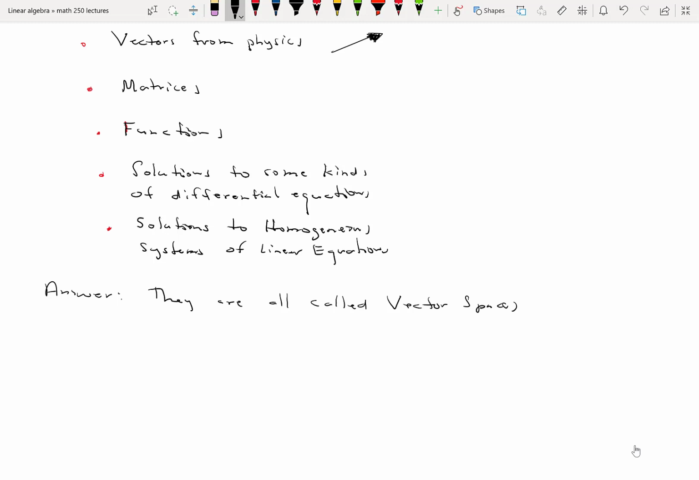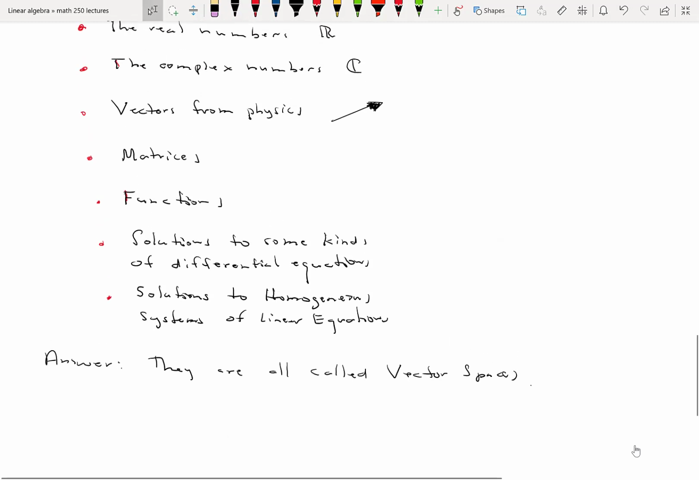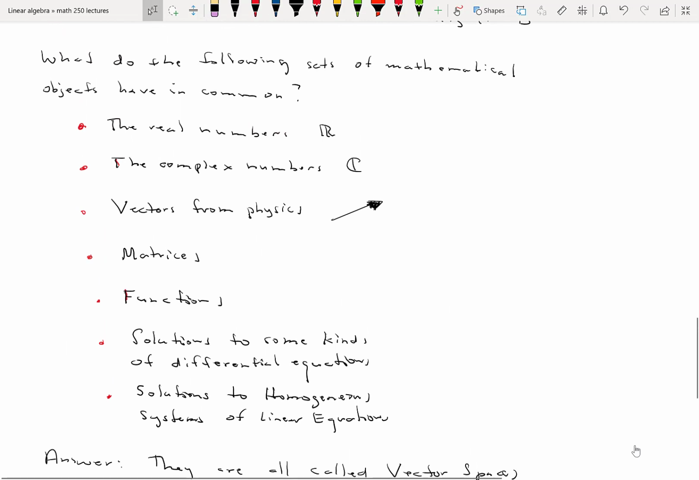Their elements, and this is going to bother people who have had physics or Calc 3, the elements in these sets are called vectors. This is really going to bother people from Calc 3, especially if you've had me. So real numbers, each real number is a vector. Each complex number is a vector. Each vector from physics is an example of a vector. Every matrix is a vector. Every function is a vector.